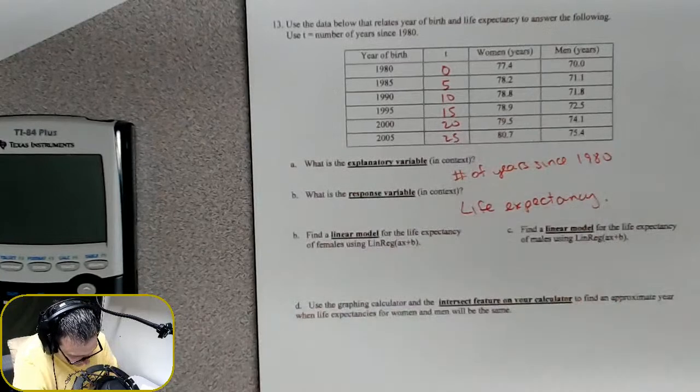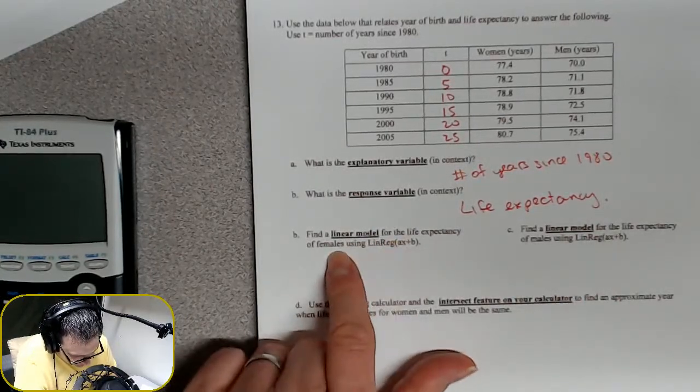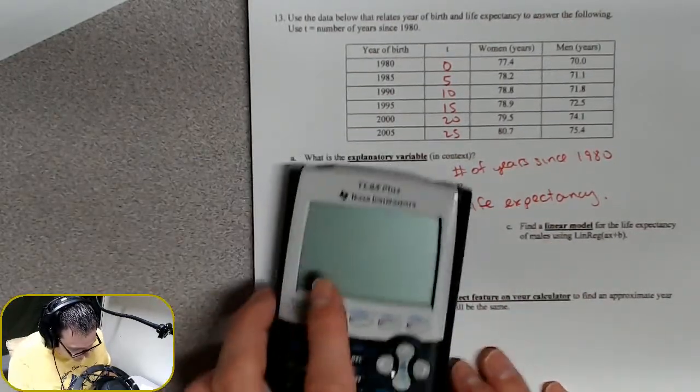What's the life expectancy 15 years after? Okay, find a linear model for the females. Find a linear model for the males. Let's refresh our memory. How did we do that? Okay, remember what we did.